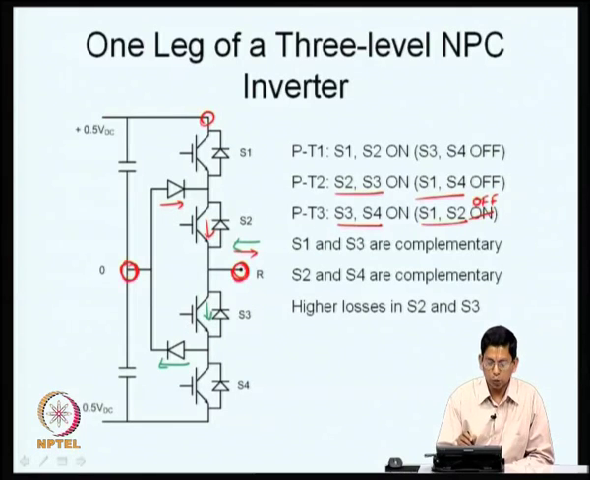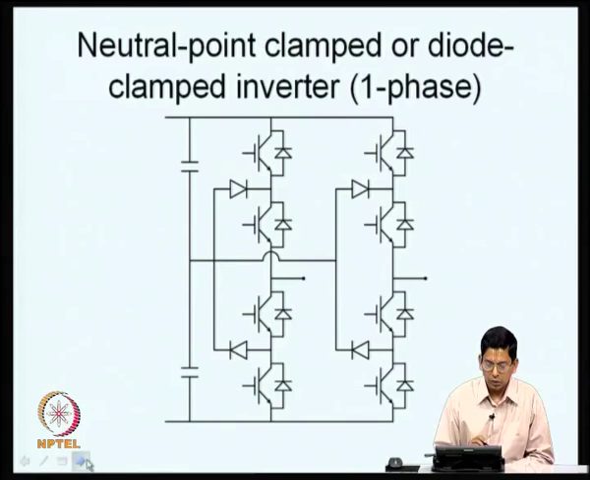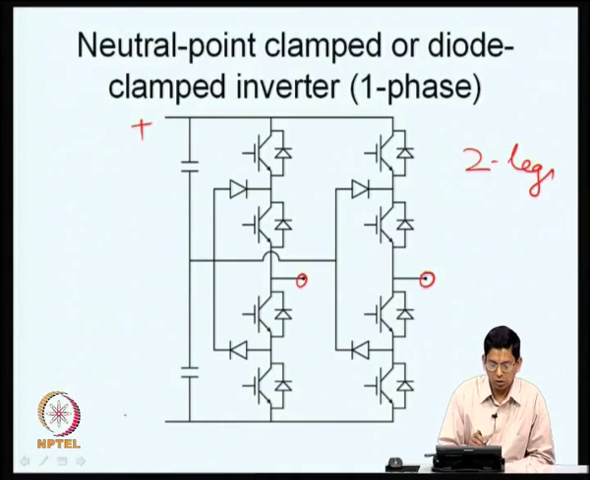You use diodes to do this connection, therefore it is also called diode clamp inverter, as we mentioned the other day. Now, these switches S1 and S3 act in a complementary fashion, and S2 and S4 act in a complementary fashion. What we saw earlier was a single leg, now you have 2 legs here, and you can have a single phase load connected between these 2 terminals, and this is your DC bus voltage being fed here.